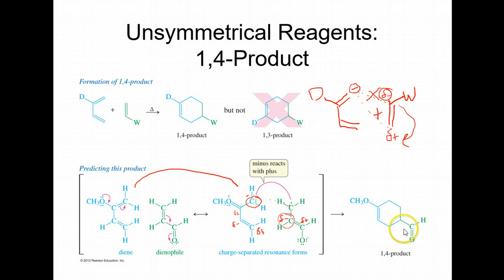So the 1,4 product is formed. This compound is not formed, where the D and the W are on the same side. Okay, now what happens if the D is at this position instead of the 2 position, at the 1 position?